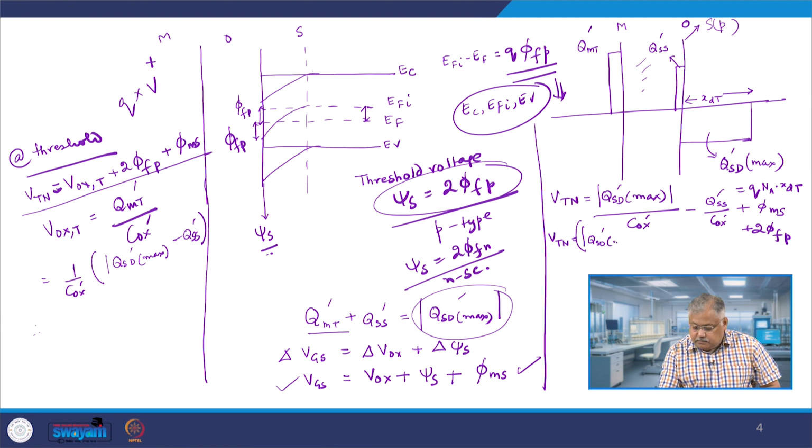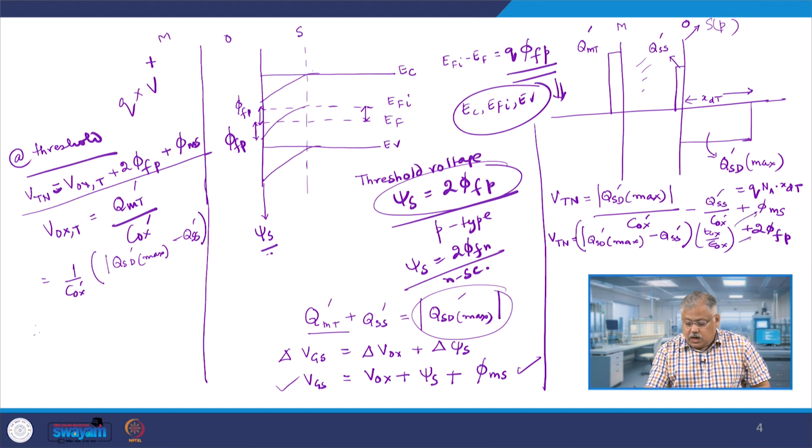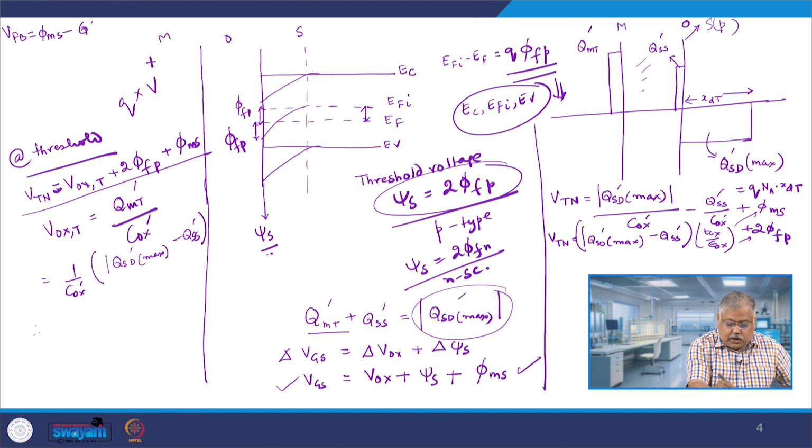QSD prime max minus QSS prime, times T ox by epsilon ox, because it is divided by COX prime. COX prime is epsilon ox by T ox, so when you divide, it becomes T ox by epsilon ox. This plus phi MS plus 2 phi FP. The same thing will again come into the picture. Now, we already know that VFB is equal to phi MS minus QSS prime by COX prime.